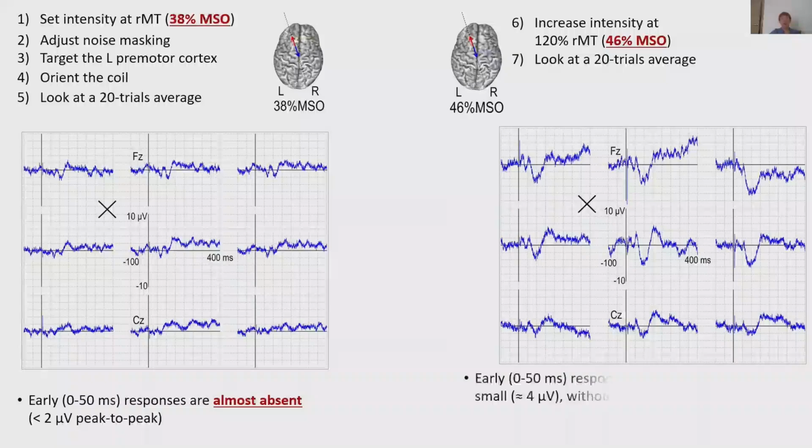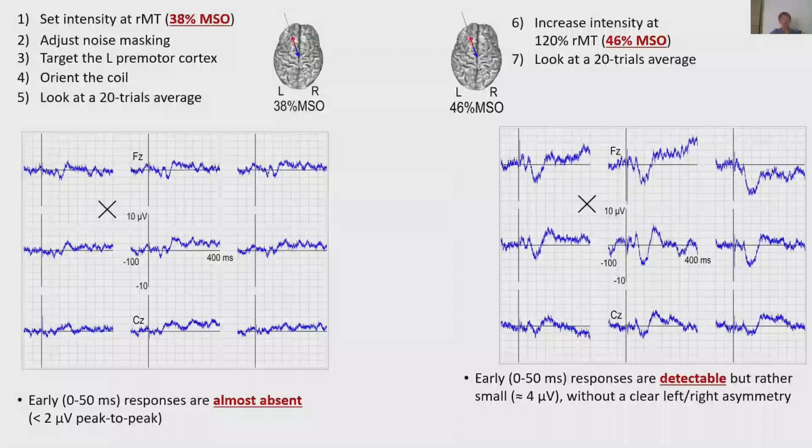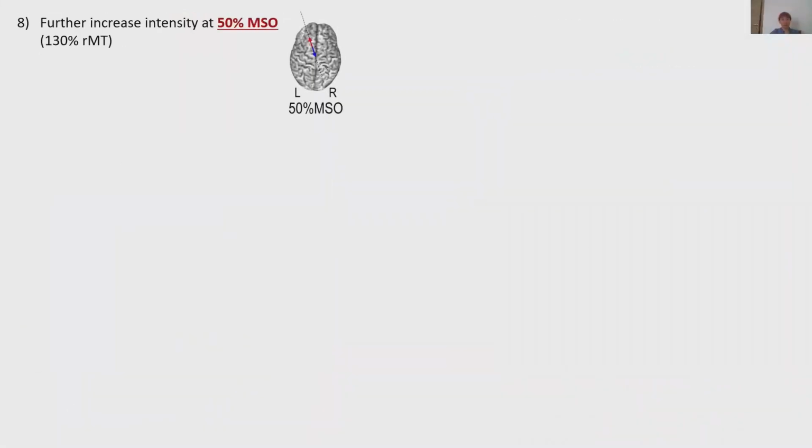Here, early responses are detectable, but rather small, without a clear left-right asymmetry in amplitude. In addition, there are larger components with a central distribution without left-right asymmetry in amplitude that might represent auditory evoked potentials. Thus, we further increase stimulation intensity at 130% resting motor threshold, and we adjust noise masking since it was initially titrated at a lower intensity.